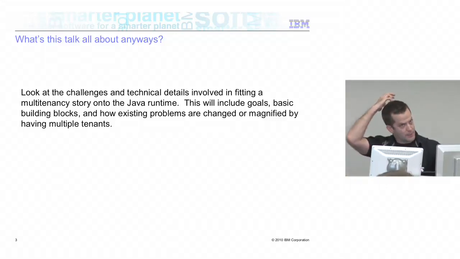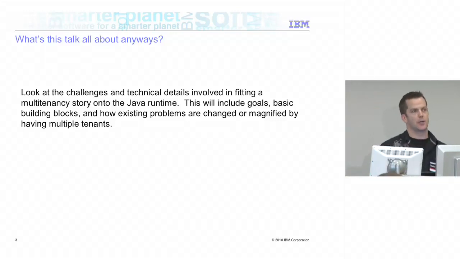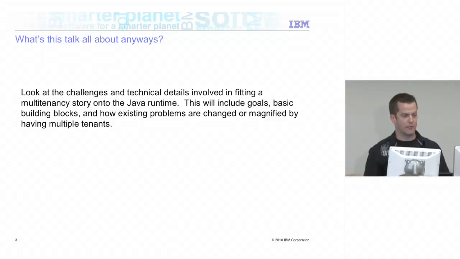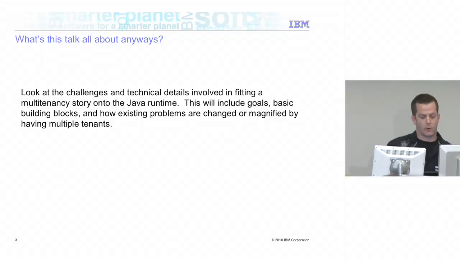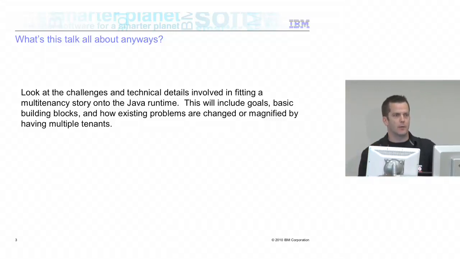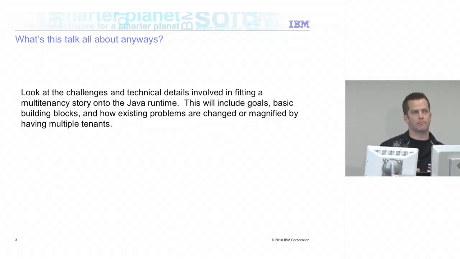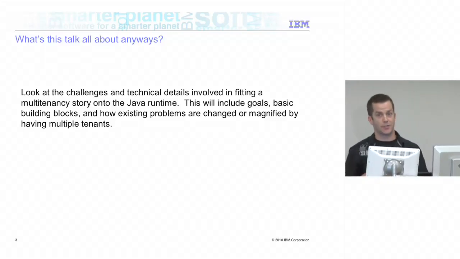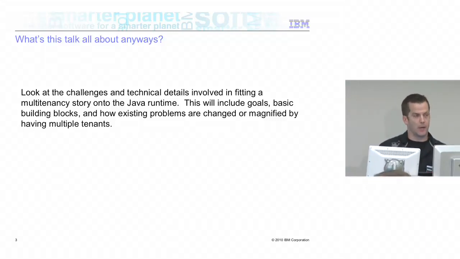So what am I actually going to be talking about today? I want to look at the technical challenges that we've experienced while trying to get multi-tenant support plugged into the Java runtime, specifically the Java VM, although this affects the JDK platform as a whole. I want to look at some of the building blocks associated with that, and not necessarily some of the problems that we solve, although these problems are important, but rather how existing problems end up getting changed a little bit, not necessarily solved or eliminated, but changed, and how new problems end up coming to the fore.